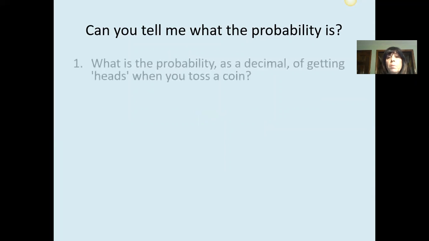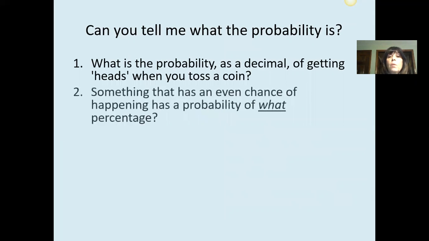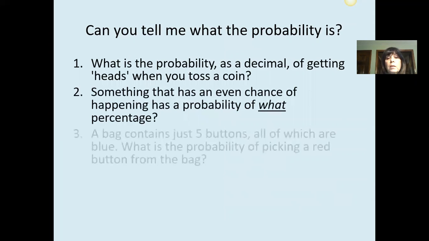So what is a probability again? What's the probability of getting a head when you toss a coin? So again, when you toss a coin, you would get 1 chance out of 2, 1/2. Something that has an even chance of probability, 1/2 is the fraction. You also would call that 0.5 or 50%.